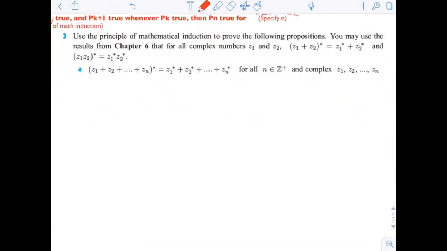Use the principle of math induction to prove the following proposition. You may use the results from chapter 6 that for all complex numbers z1 and z2, the conjugate of z1 plus z2 equals z1 conjugate plus z2 conjugate, and the conjugate of z1 z2 equals z1 conjugate times z2 conjugate.